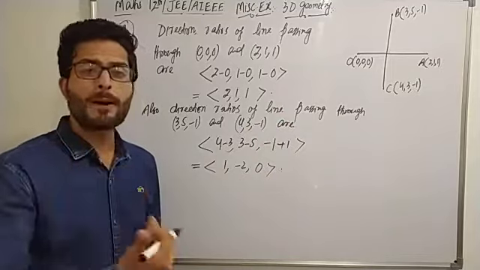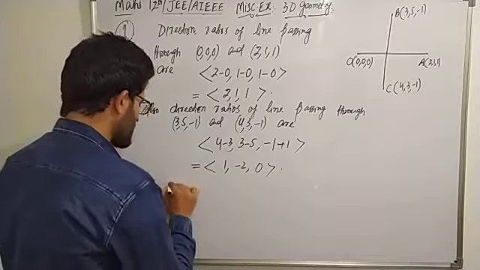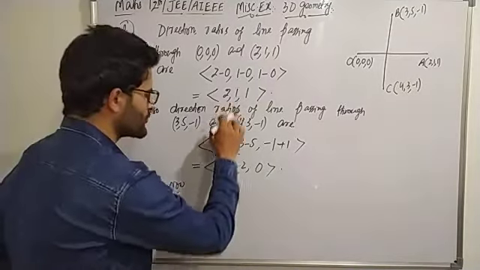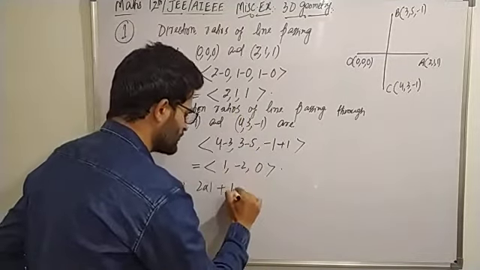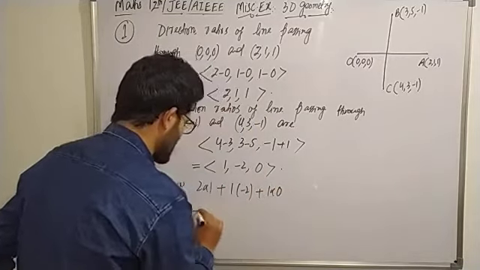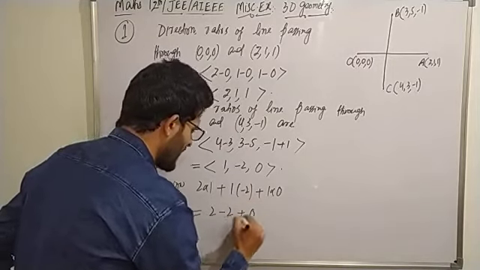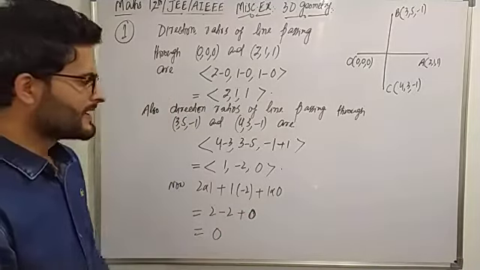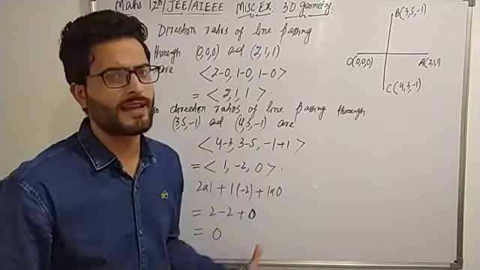Now, if the sum of products of direction ratios is 0, then the lines must be perpendicular. So now we will find that sum of products of direction ratios, that is 2 into 1 plus 1 into minus 2, plus 1 into 0, and that's equal to 2 ones are 2, plus into minus is minus 2 plus 0, and 2 minus 2 is 0, 0 plus 0 is equal to 0. That is sum of products of direction ratios of lines first and second is 0.